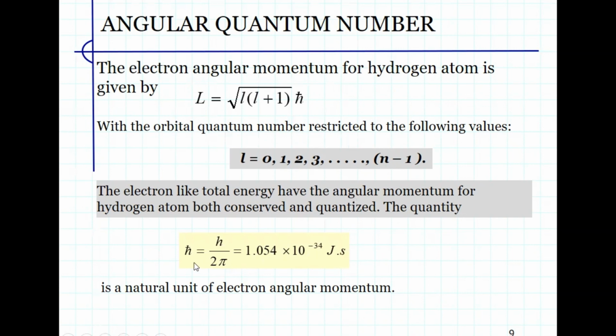And h cut, which is h divided by 2 pi, has a value of 1.054 into 10 to the power minus 34 joule second. It is a natural unit of the electron angular momentum. So any angular momentum of the electron will be seen as some multiple of h cut. And the small l will be the indicator which tells us that they are having discrete values.